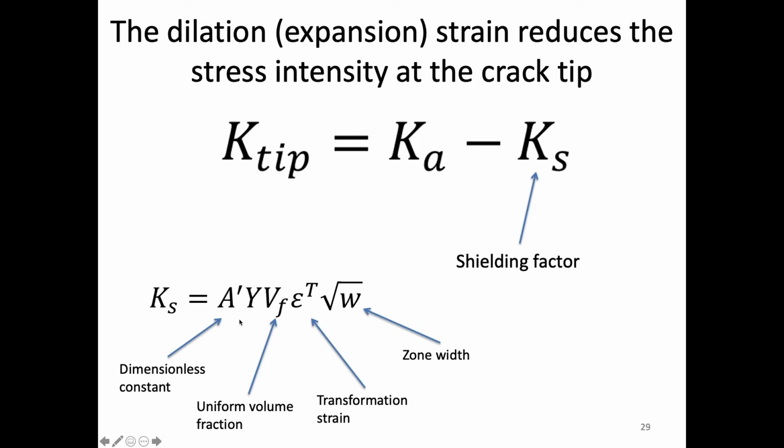And so that shielding factor is a result of the... So again, I'm not really going to have you use this equation. I just want you to see where some of these terms come in. So we have a dimensionless constant, but more importantly, we have the volume fraction of that phase, the strain. So the larger the strain, the more the shielding factor, and also the width involved in here. So the more we put in, the more strain we have. Obviously, these are better things for this shielding factor.